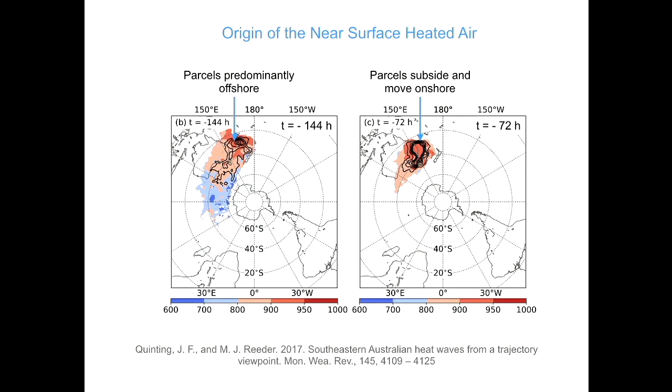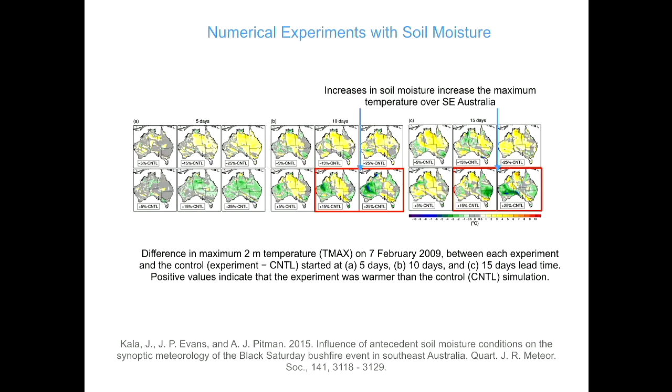There we go. I'm going to show you a modelling study which was done for rather different reasons. This is an experiment looking at the heat wave on Black Saturday. There are lots of little tiny postage stamp panels there, and we don't need to look at them all. This group of simulations is when the authors changed the soil moisture 5 days before the target heat wave day. They changed the soil moisture 10 days before. They changed the soil moisture 15 days before.